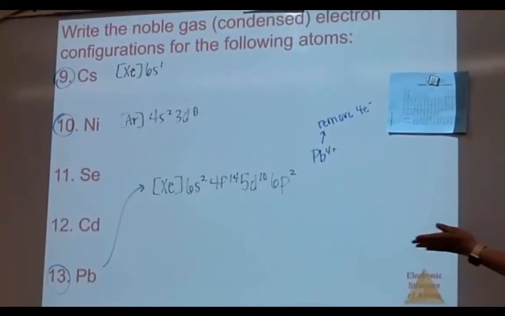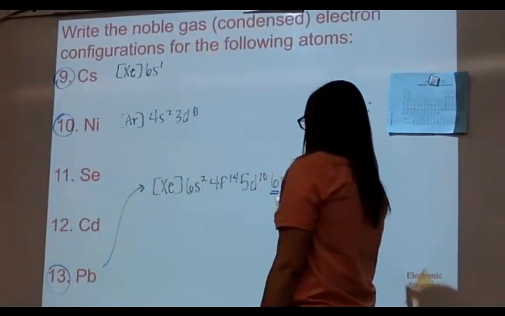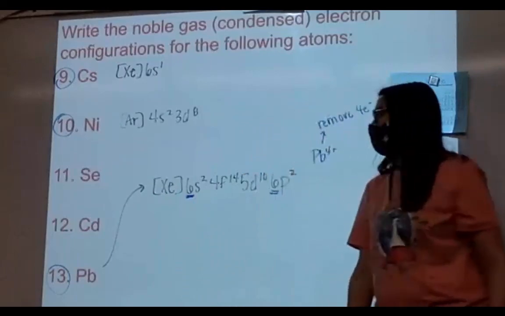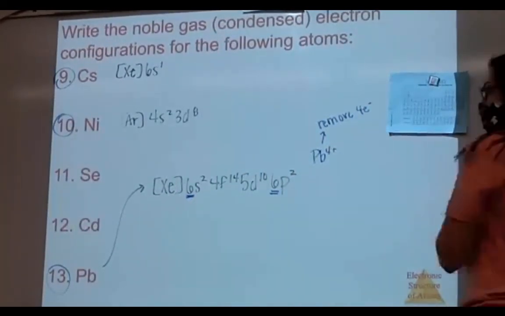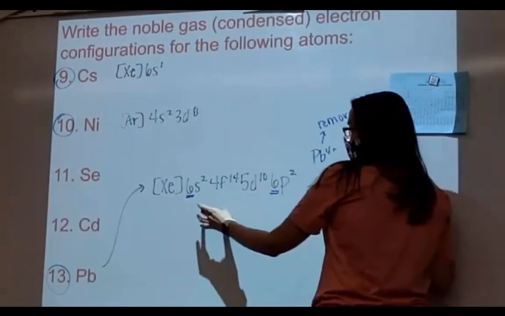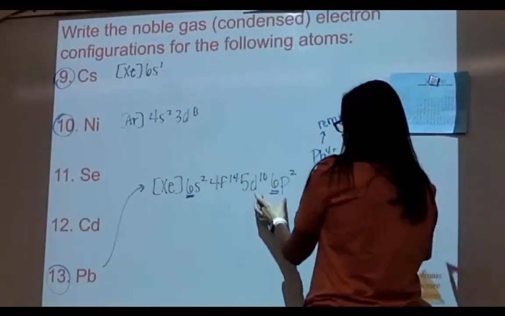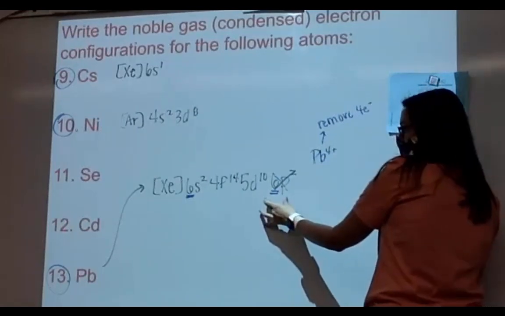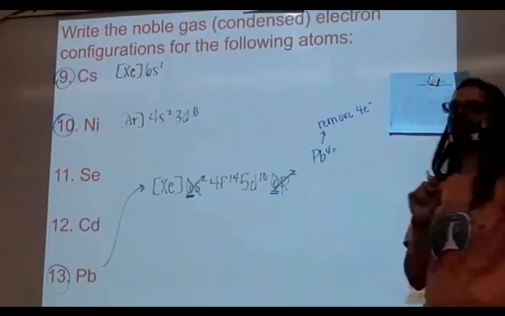Well, if you look at this electron configuration, what is your highest value of n? 6. My highest value of n is 6, and we have 6 here with the 6P, and we have a 6 here with the 6S. So we're going to start by removing from the highest value of n, but then we want to go to the highest sublevel within that. So here's 2 of the electrons. I'll remove those 2. The other 2 electrons would get removed from the 6S.